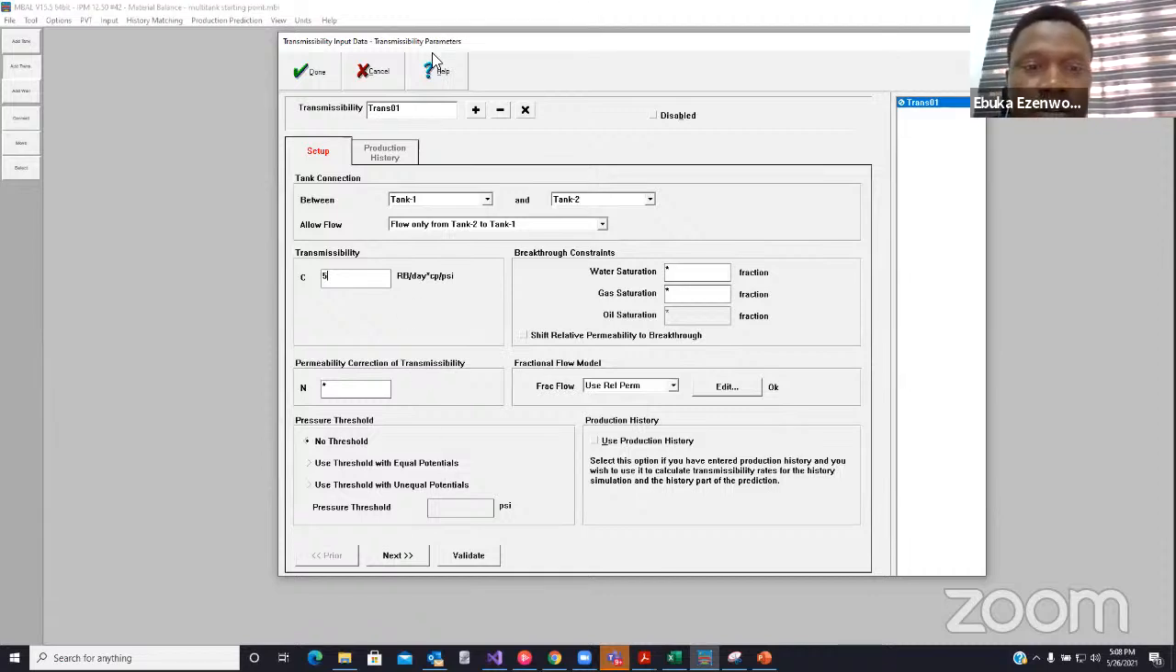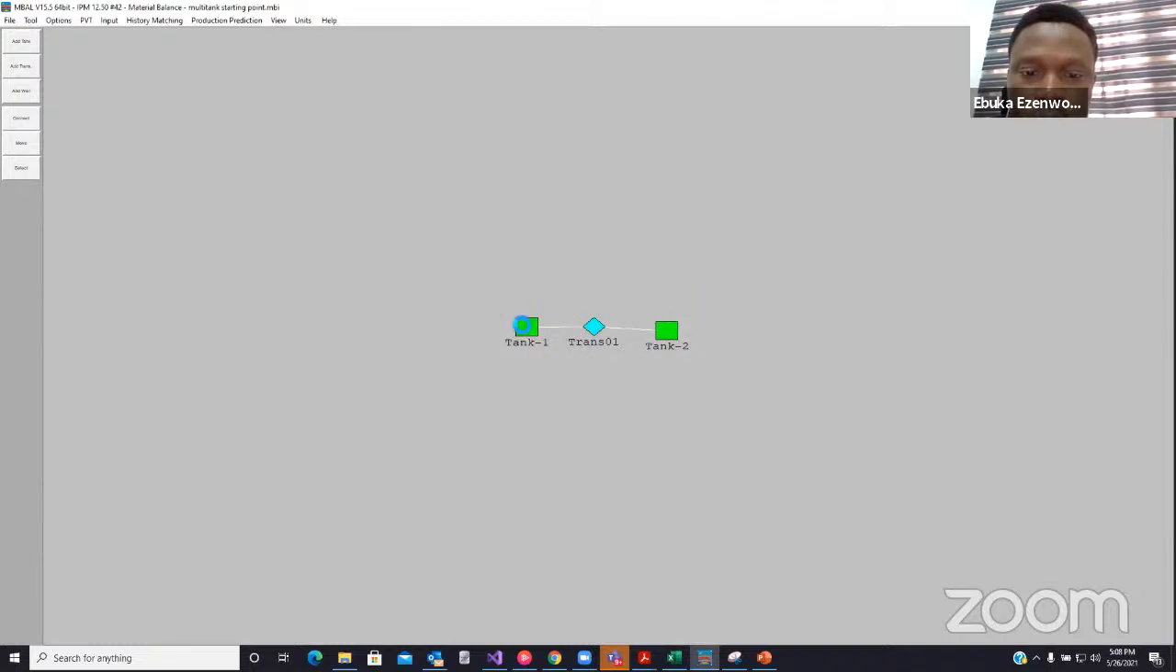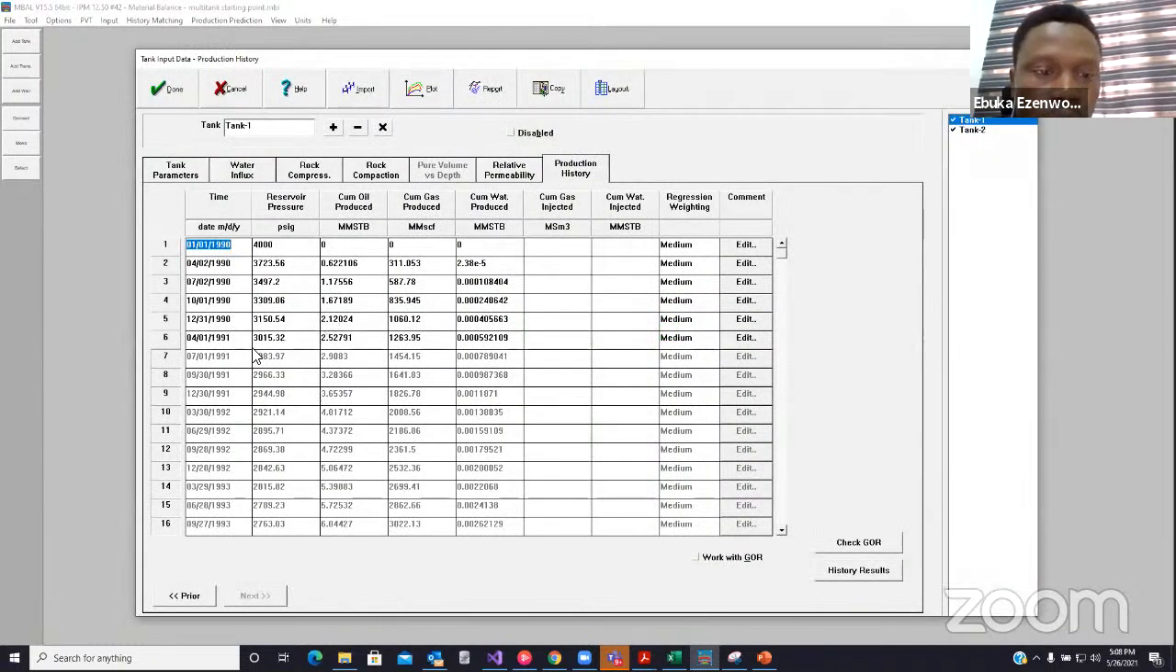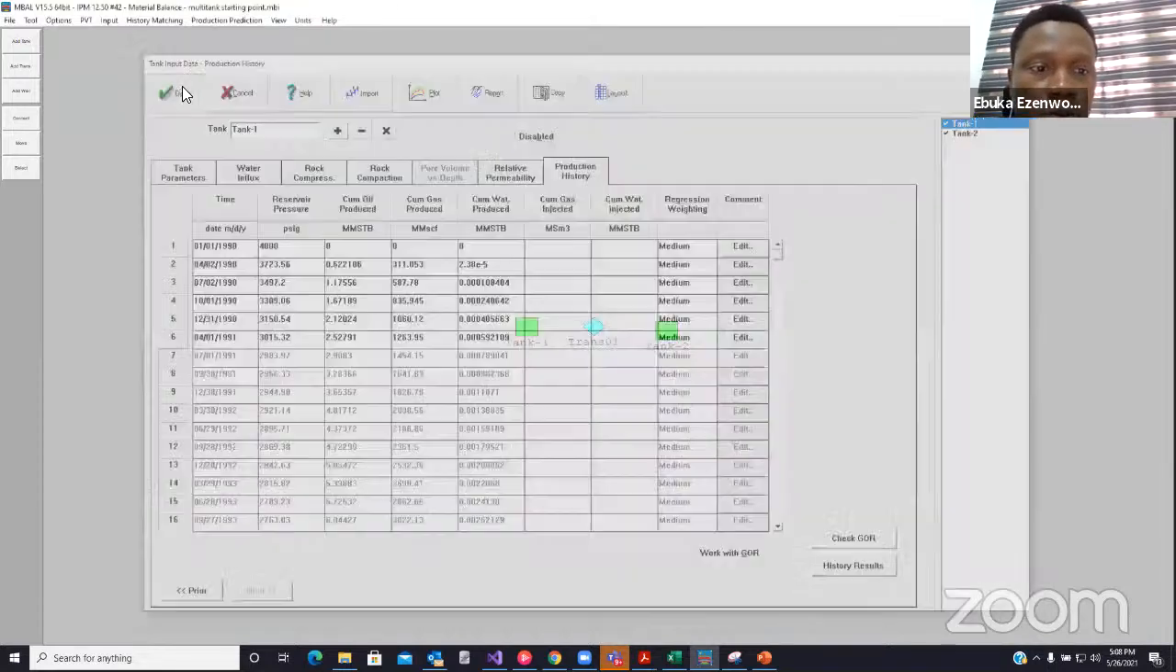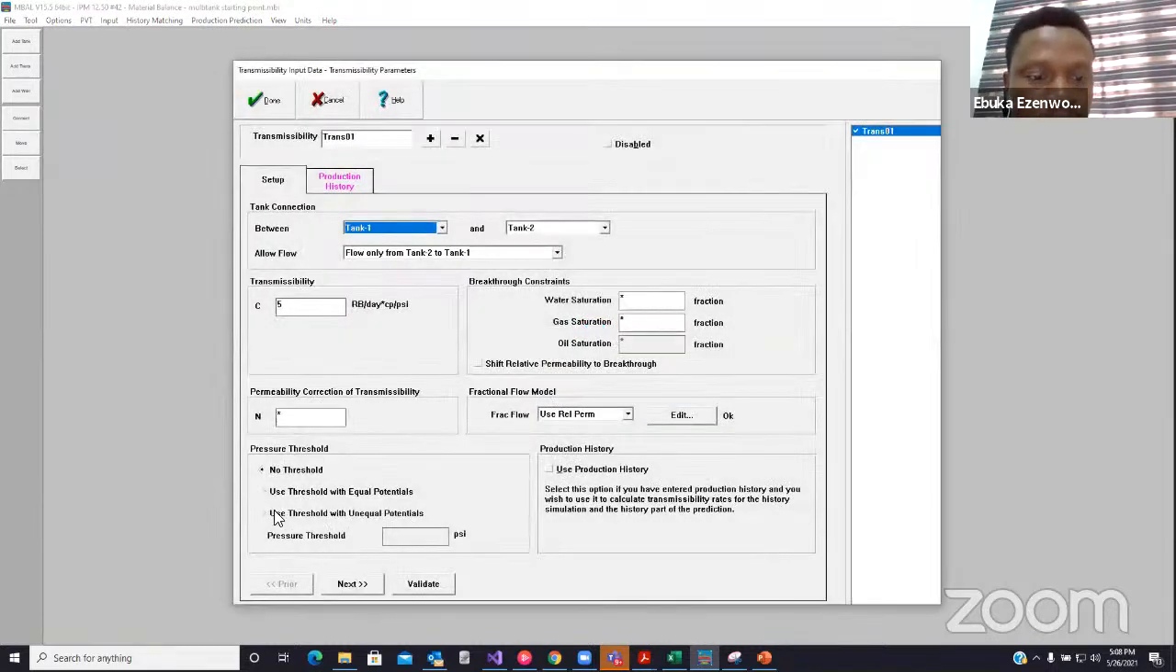And let me show you guys something. So the whole support started from this 0.7. If I check the drop in pressure from this 4,000 down to this 0.7, you will see that it is approximately about 900 and something. About 1,000 psi. So I can come here and specify that I want to use pressure threshold with unequal potential, because there is now a pressure imbalance between the two tanks.